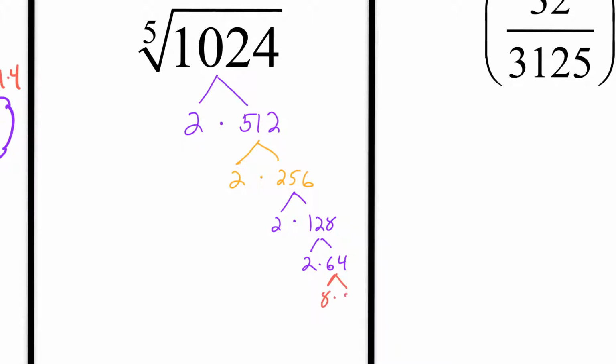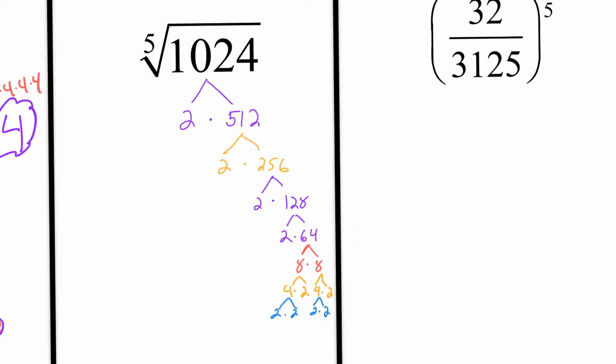64 is 8 times 8, and the 8 is 4 times 2, and the 4 is 2 times 2, and the 4 over here is 2 times 2. So let me just zoom out a little bit more so you guys can see the whole picture. And then now you start making groups of 5 because we have the fifth root.